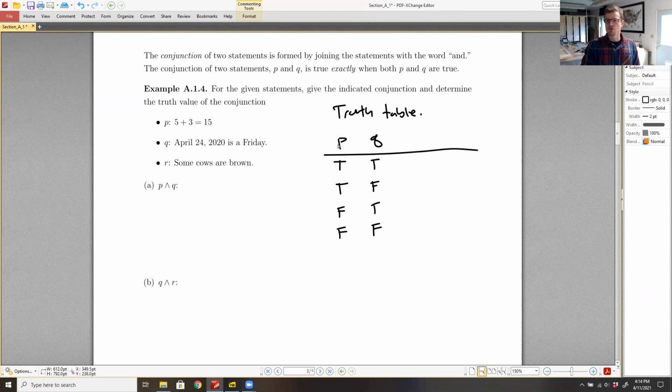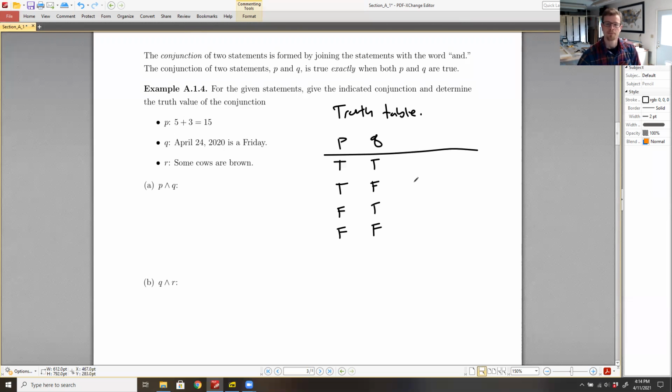All I really need to do is repeat true for all possible combinations of true and false for Q. So two possible values there, true and false. So true twice, true false, false twice, true false.